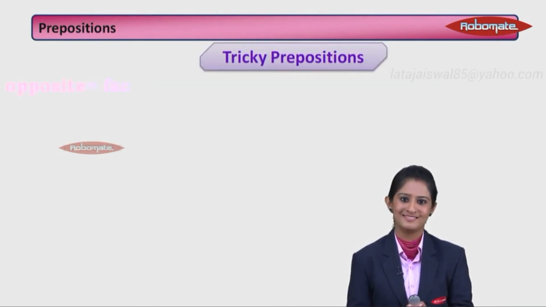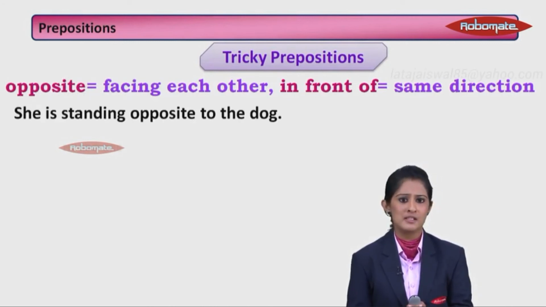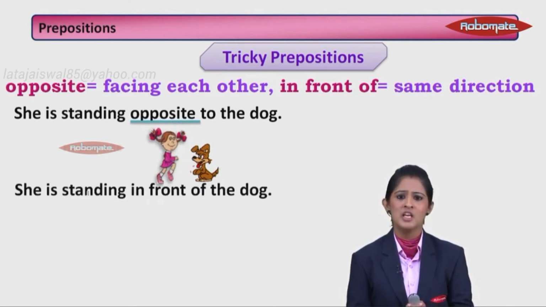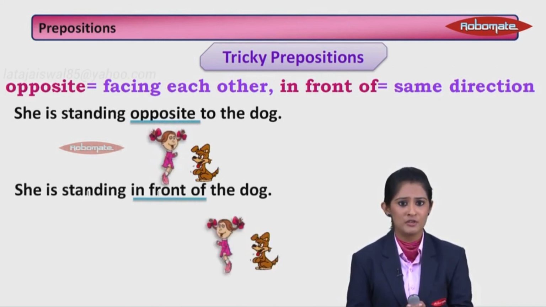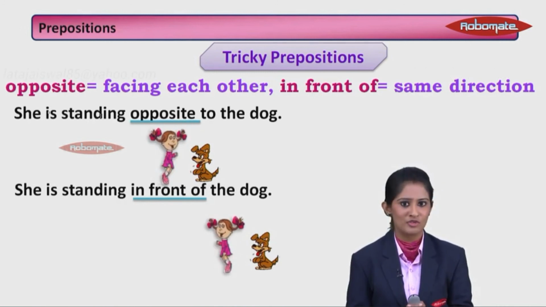Next one. Opposite means facing each other. In front of means the same direction. She is standing opposite to the dog. So here we have the girl and the dog opposite to each other, facing each other. So we have the word opposite here. She is standing in front of the dog. We have the word in front of and we see both of them are looking at the same direction.